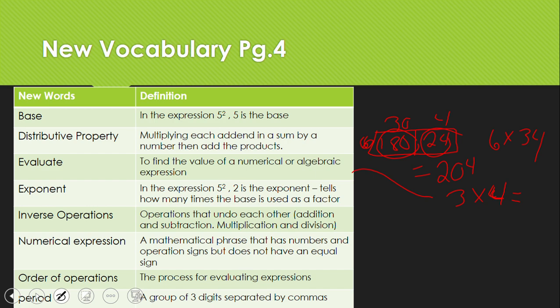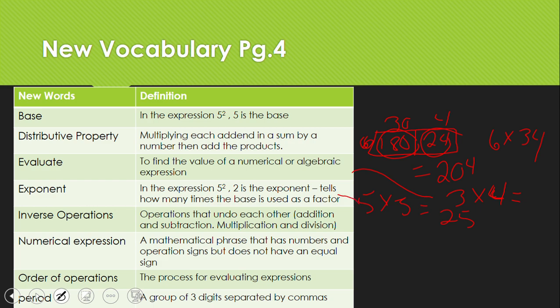Then we have an exponent. As you can see here, in 5 to the second power, 2 is the exponent. Basically, it tells us to multiply 5 two times. So you would do 5 times 5, and that would give me 25. And that's for this one.